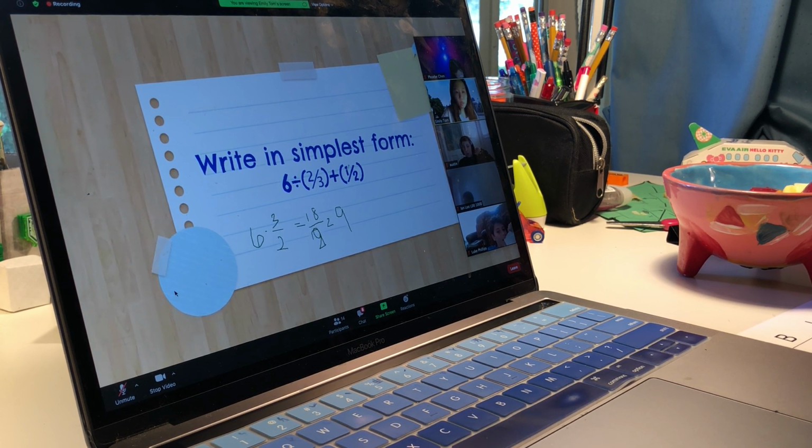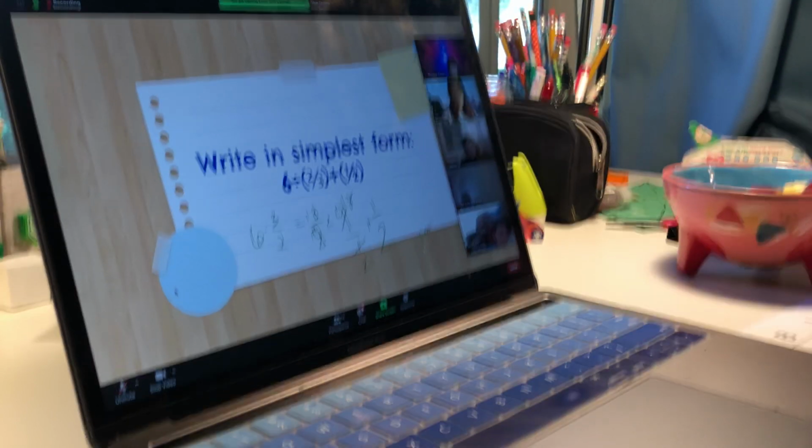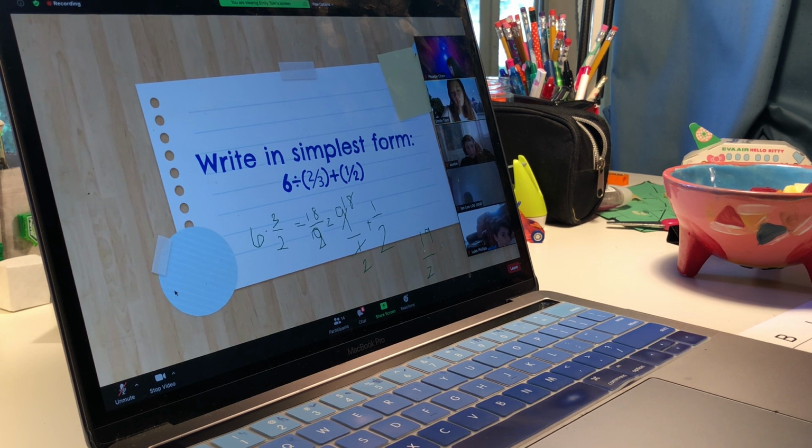And then we add 1/2. 9 over 1 plus 1 over 2. We have a common factor of 2, so we change this to a 2. And then multiply this one by 2. So we have 18 plus 1 is 19. So your answer should have been 19 over 2, which simplifies down to 9 and 1/2. How many of you got that one?